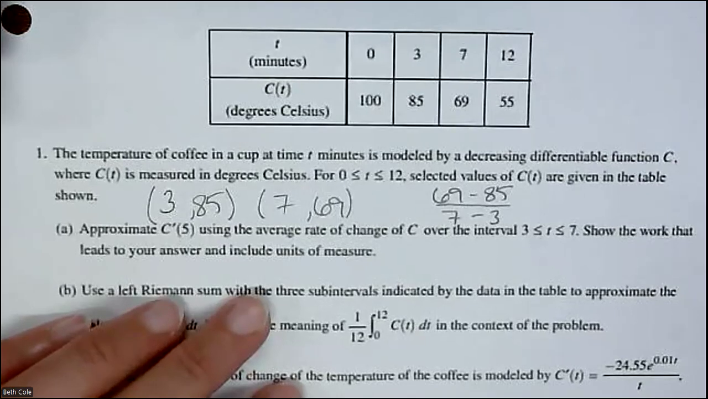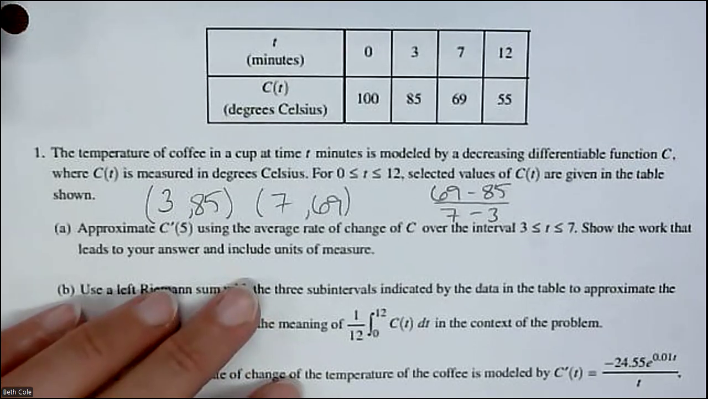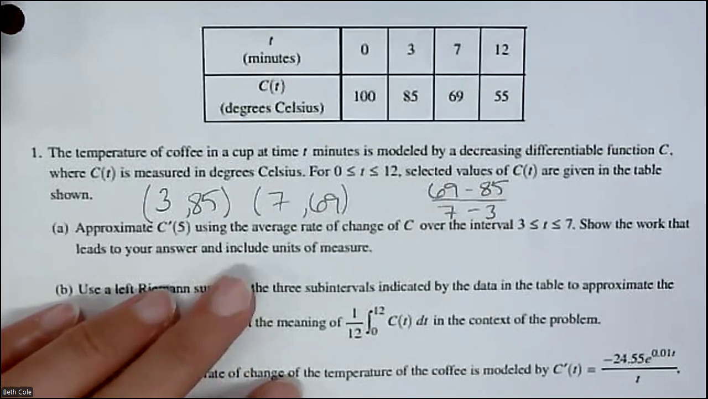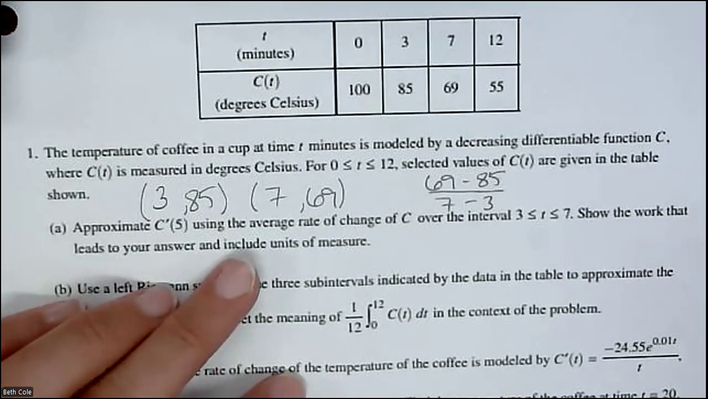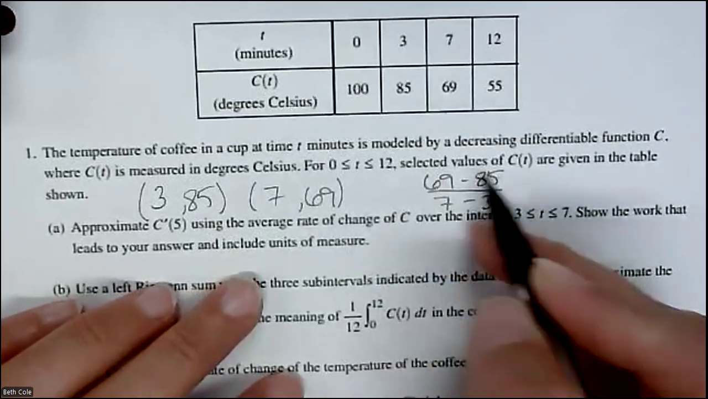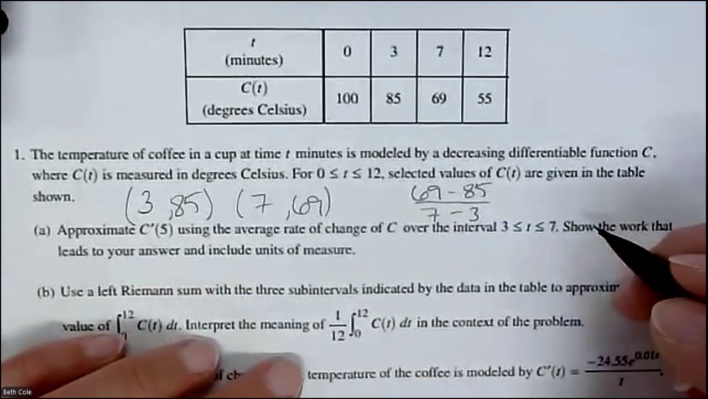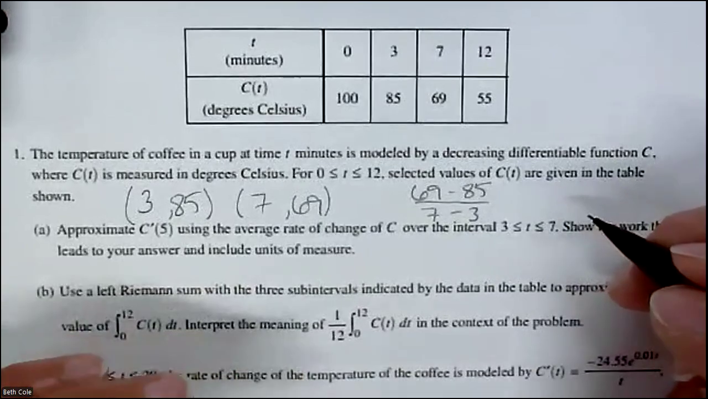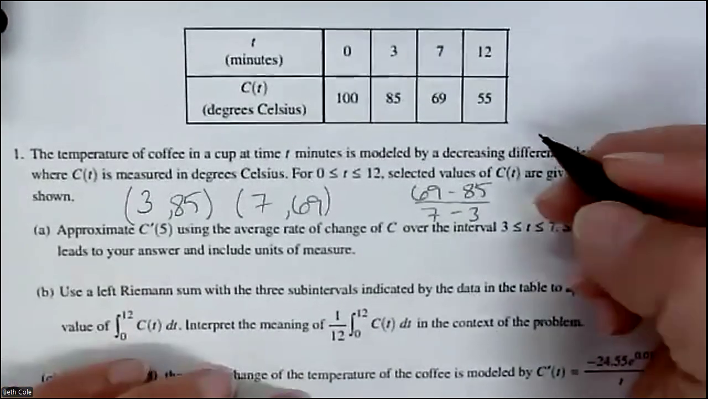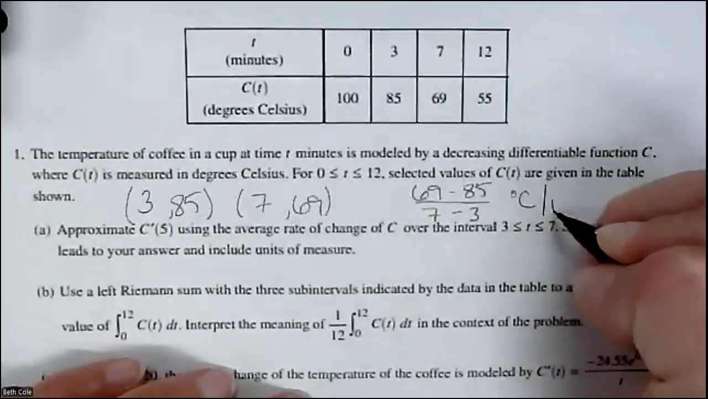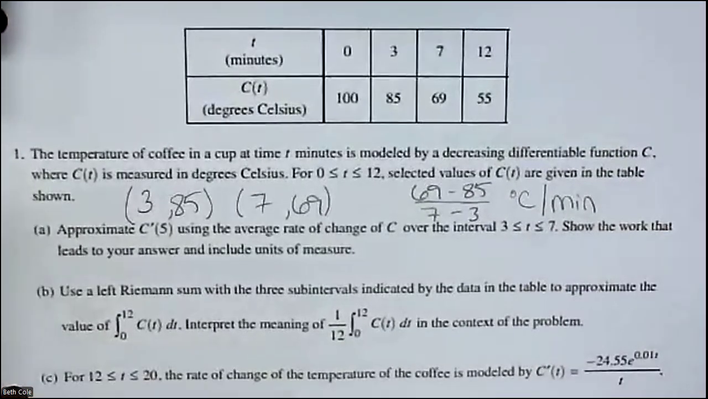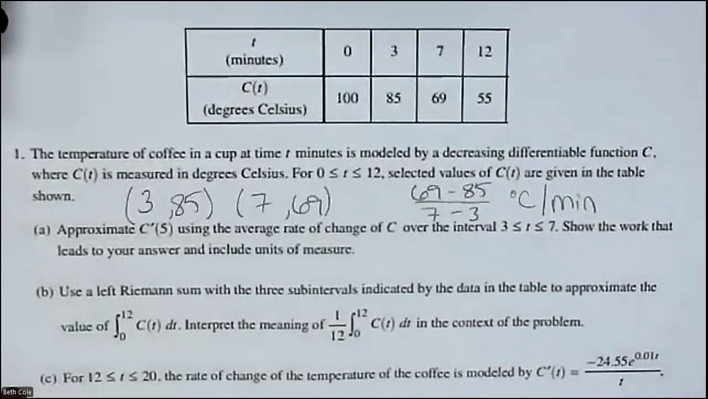And what else did it say to do? Well, show the work. That is our work. Units of measure. So it is a rate. It has to be something per something else. And so this would be what? Degrees Celsius per minute. If you wrote that, give yourself a point. And be honest, because you can't self-assess if you're not being honest.